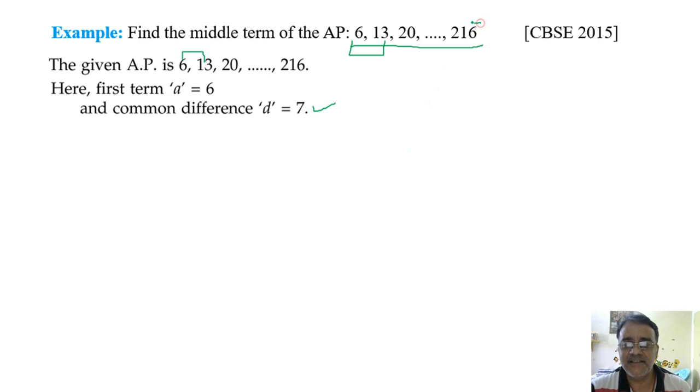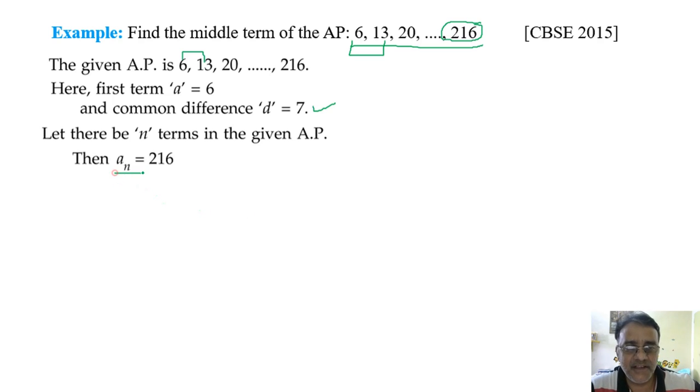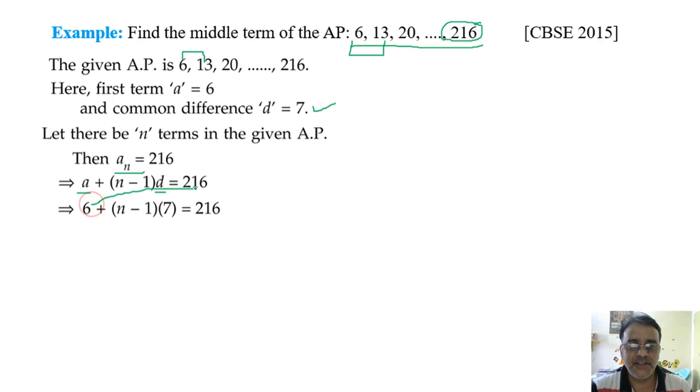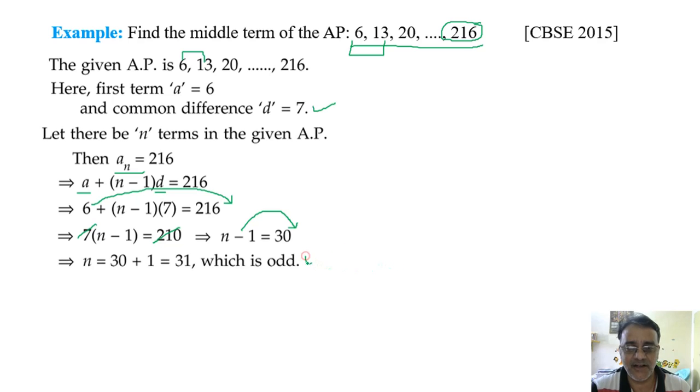Now let the nth term, that is an, is equals to 216. What is an? A plus n minus 1 into d is equals to 216. We'll substitute the value of a and d here. That is 6 plus n minus 1 into 7 is equals to 216. Now shift 6 to this side, minus 6. So we'll get 210. Now 210 is divisible by 7. So what are we going to get? 30. What is the final answer of n? If you shift minus 1, 31. Right, 31 is an odd number.